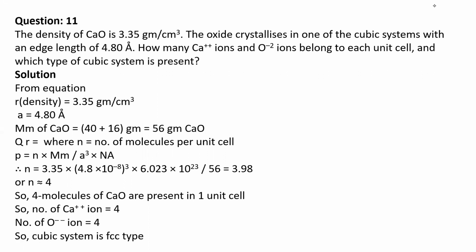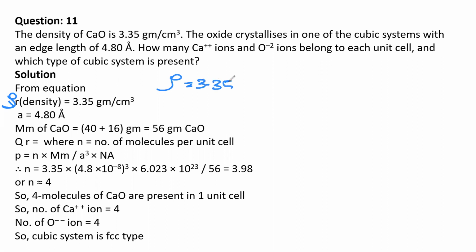So from this equation, density rho is given. It is not R, it is rho. You can see here it is wrongly printed, it is rho. That's why I have mentioned it in the diagram. That is density. Rho is given, 3.35. A is given, 4.80 angstroms.